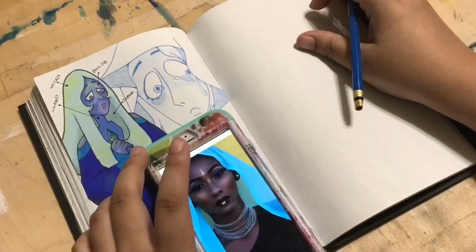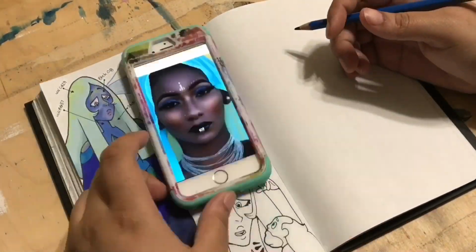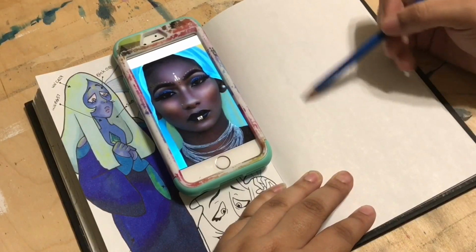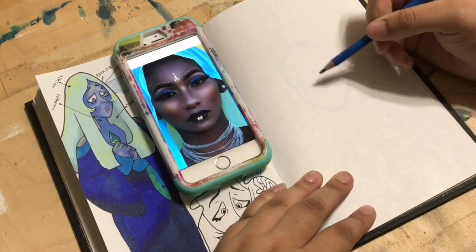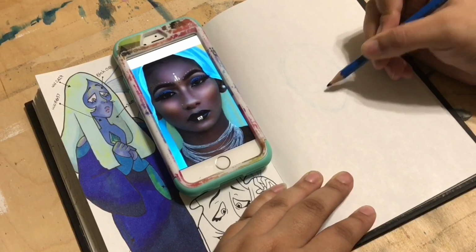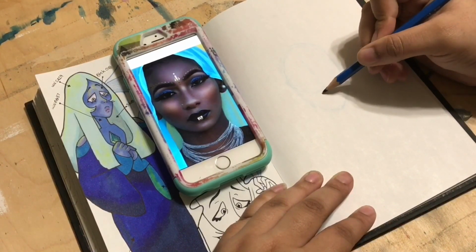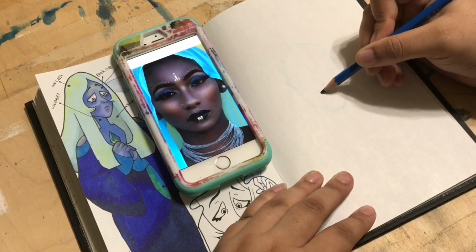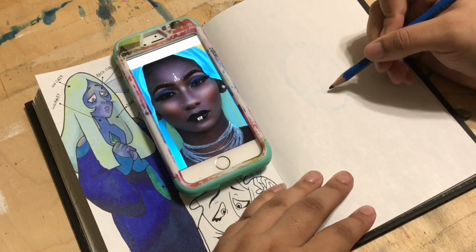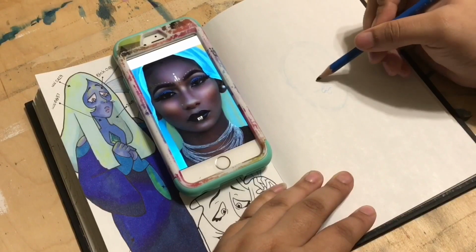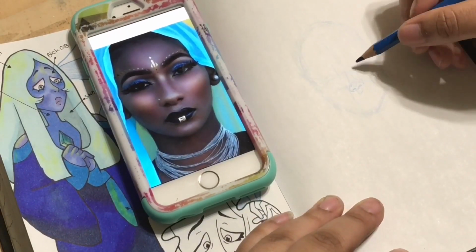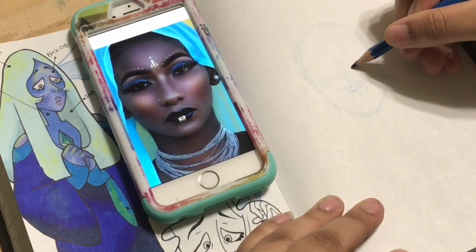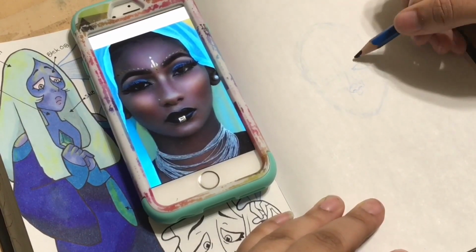I will be using this gorgeous model to show you guys how I use reference pictures. And yes, by the end of this, she will not look like the model that you see on my phone. I do that on purpose because first of all, I like to draw people really stylized, and secondly, it's how I make the picture my own. And I am going to be drawing this model as Blue Diamond.